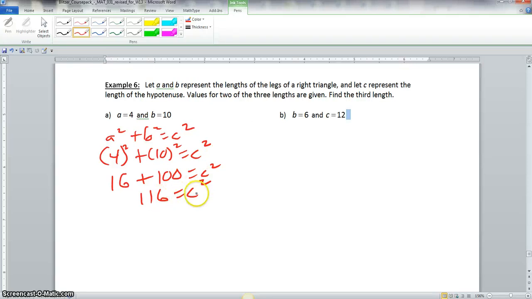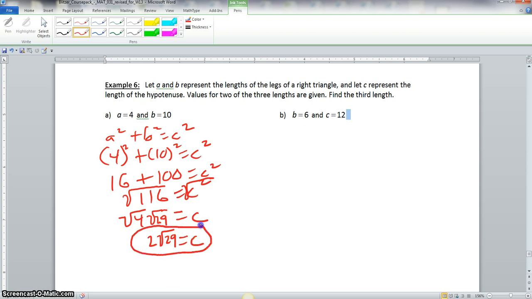Okay, class, picking up where we left off, we need to take the square root of both sides. We will have c here, and the square root of 116. There is a perfect square in 116, which is 4, and 4 is the highest perfect square. So it'll be the square root of 4 times the square root of 29. The square root of 4 is 2, times the square root of 29 is equal to c.